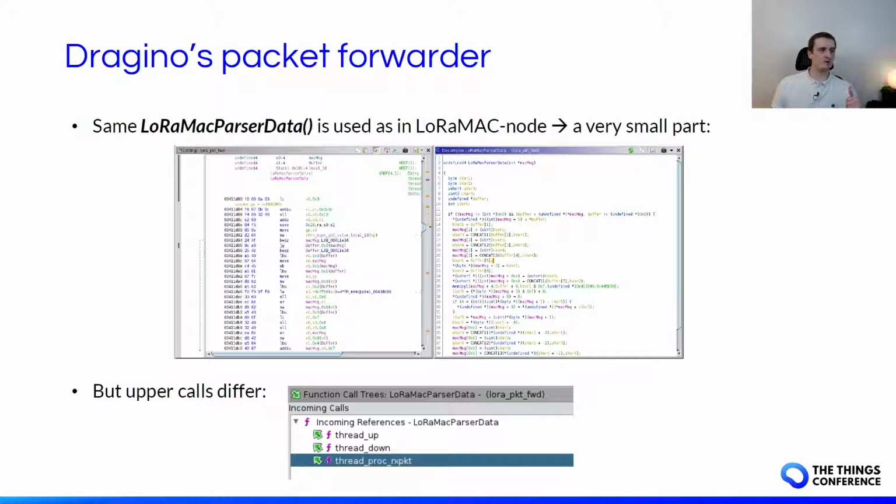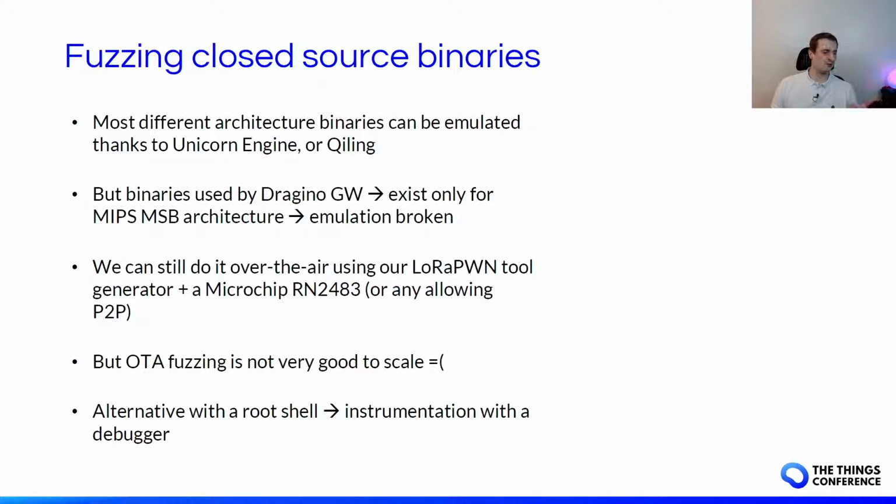For closed-source binaries, it's much more difficult. For example, for the regular packet forwarder, we have exactly the same function which is used for parsing, but it's a very small part, and all the logic in the upper layer is not available in open source. So at some points, we had to emulate this code, and to do that we can use Unicorn Engine or Qiling, because actually it is closed source.